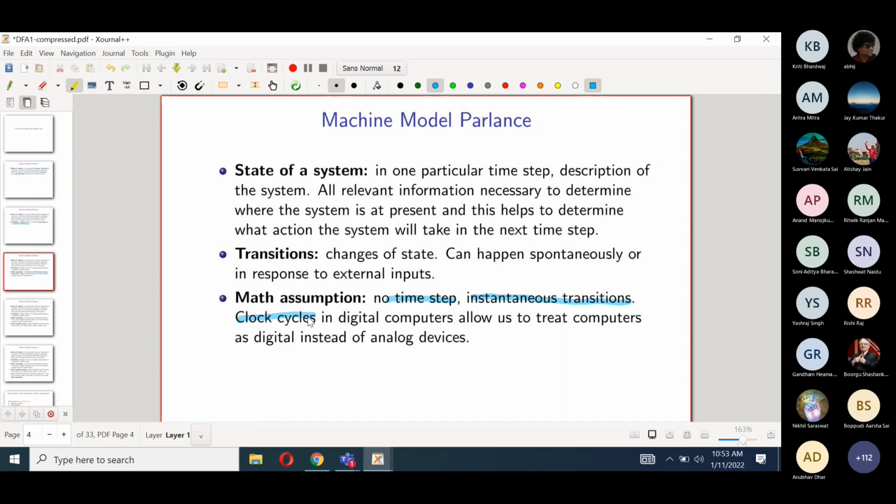Broadly speaking, in a particular time step, one step of calculation is done by the processor. And so clock cycles exist, and therefore this is not a very far off mathematical assumption that we are making when we are saying that in a particular time step, we are at one particular state, and in the next time step, we immediately go to the next state according to whatever the transitions guide us.